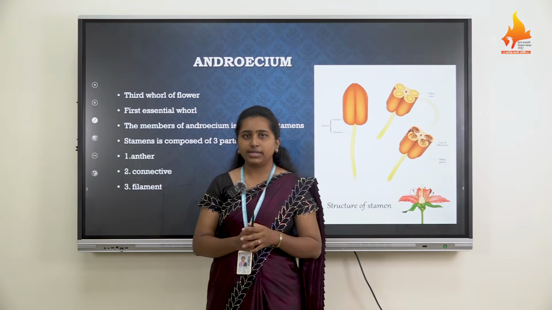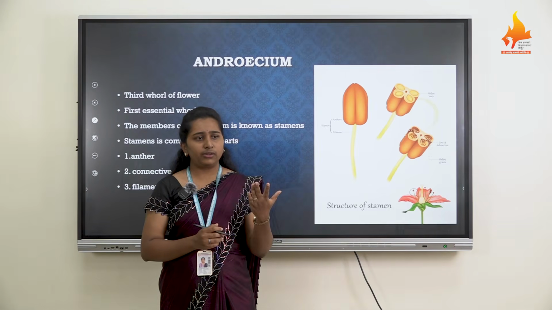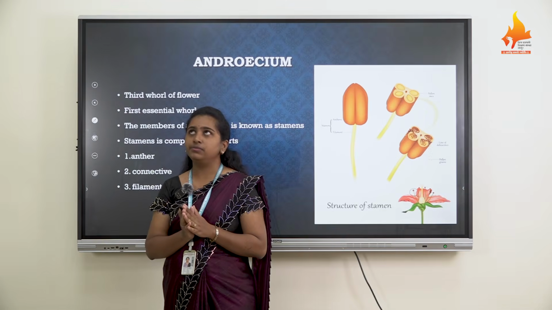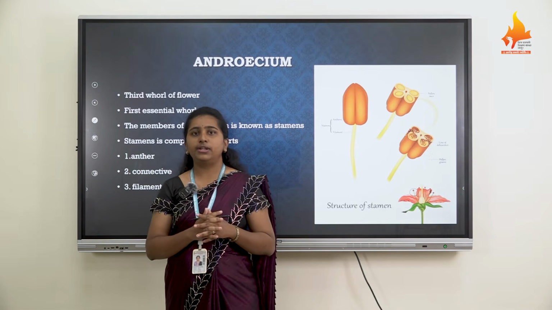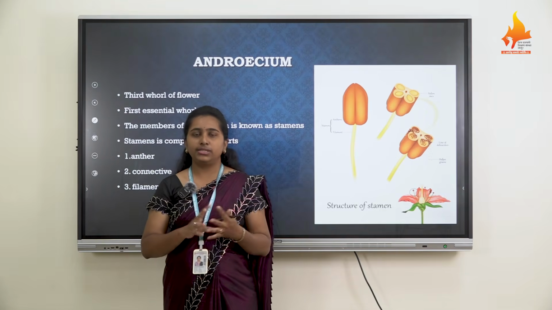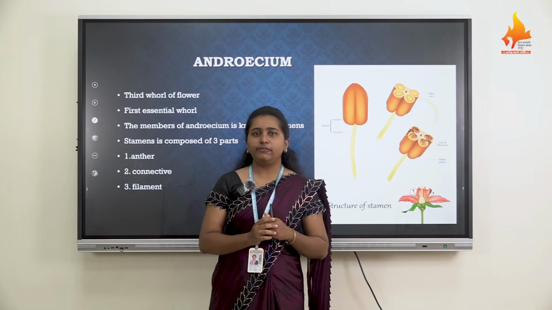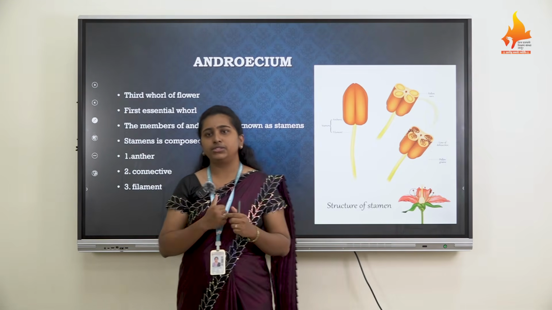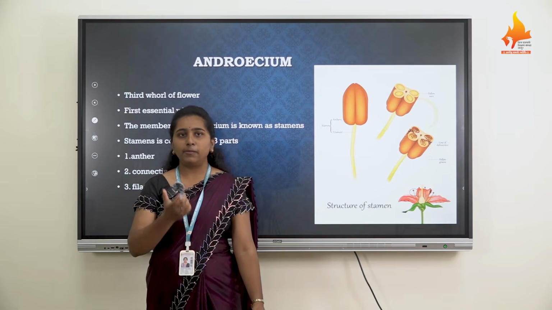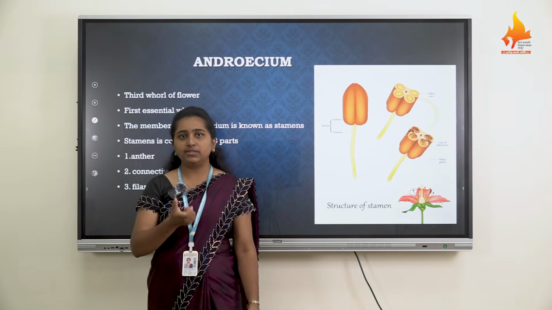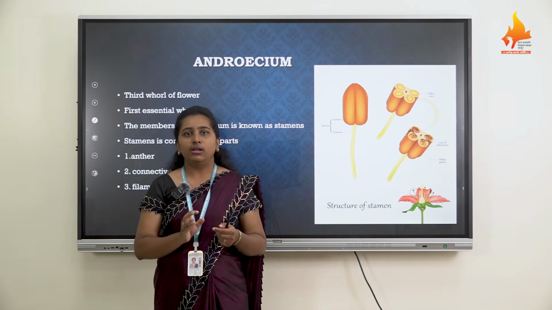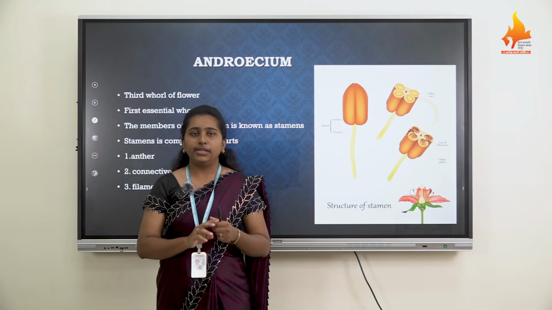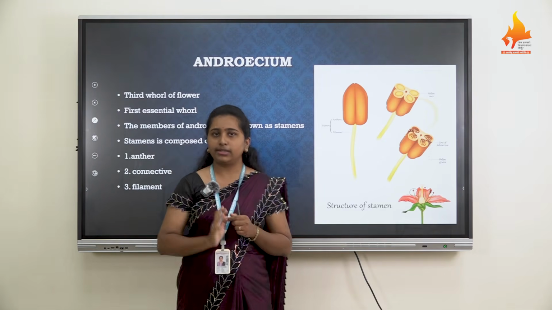The fourth one is vexillary aestivation. Vexillary aestivation you can see in the Clitoria plant, that we call gokarna. In Clitoria there are mainly 5 petals. One characteristic feature of vexillary aestivation is that it is only found in the petals, right? Petals means the arrangement of the corolla. In vexillary aestivation, 5 petals are there.